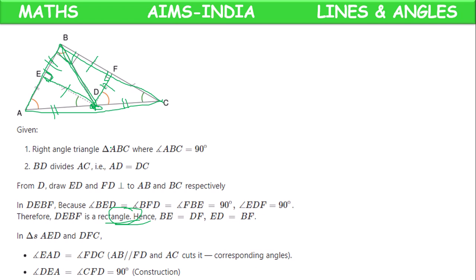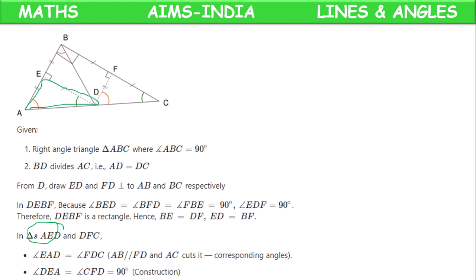Now if we compare triangle AED and triangle DFC, these two triangles: this line is parallel to this line, and this is the transversal. So this angle will be equal, corresponding angles.